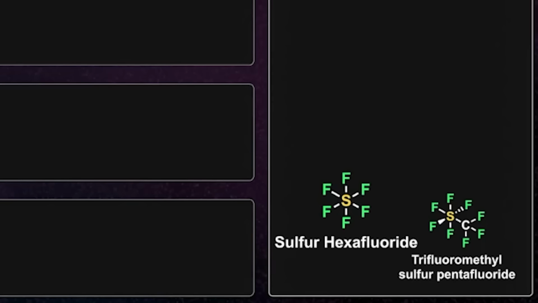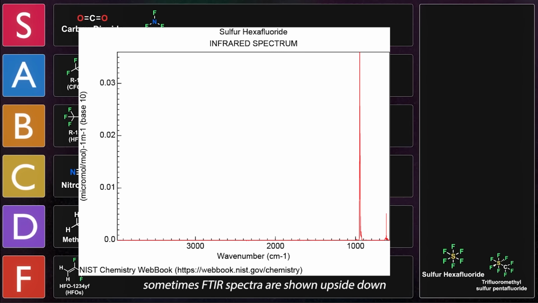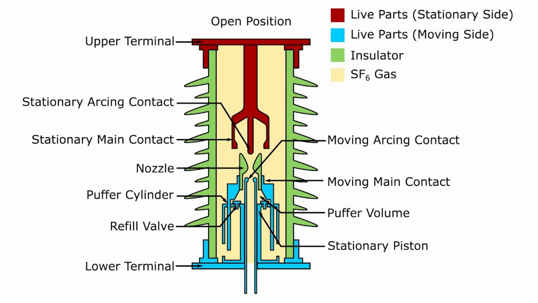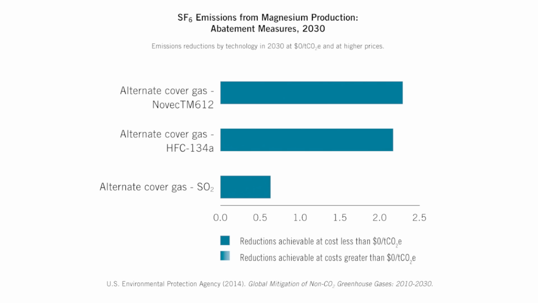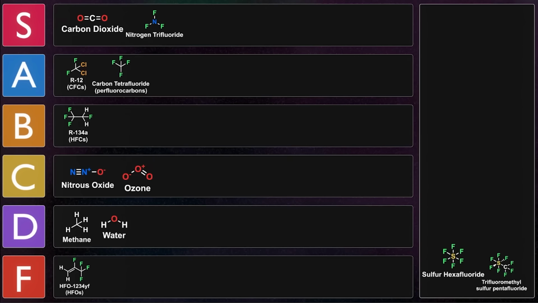The last significant one for this video is sulfur hexafluoride. Sulfur hexafluoride is one of the most potent greenhouse gases that exists, with a global warming potential of 25,200. It's used in the electrical industry as an insulator and in the production of magnesium. There are alternatives that can be used in magnesium refining that are also a lot safer than sulfur hexafluoride, so it really shouldn't be used except for where absolutely necessary. Despite its relatively low emissions, its extreme potency makes it a significant contributor to global warming. So for that reason, sulfur hexafluoride can go right into S tier, which is appropriate.